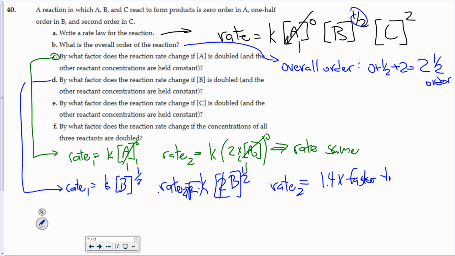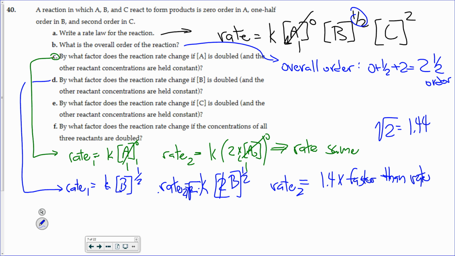Than rate 1. All right, so why 1.4 times? Because the square root of 2 is 1.44, whatever it is, rounds out. So it's going to be 1.4 times as fast.